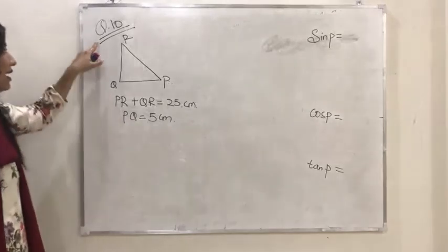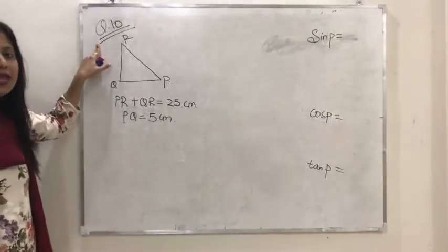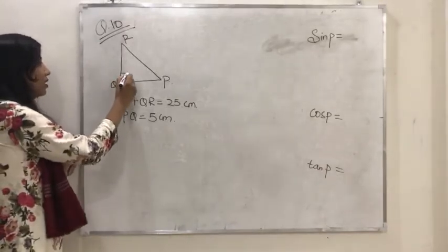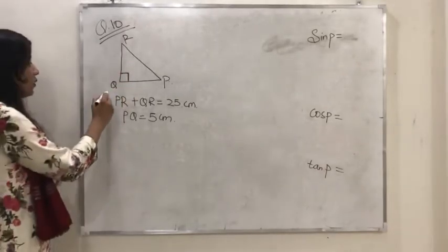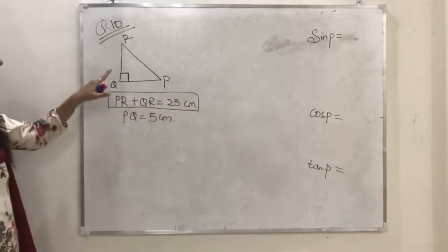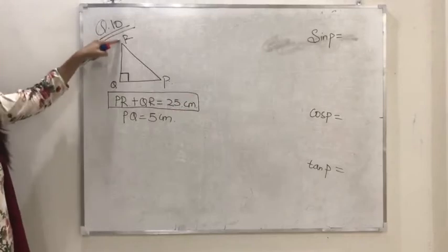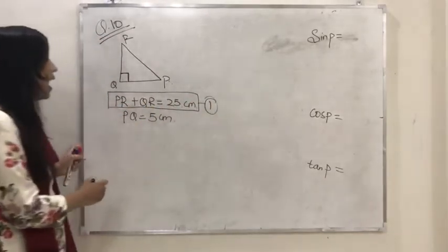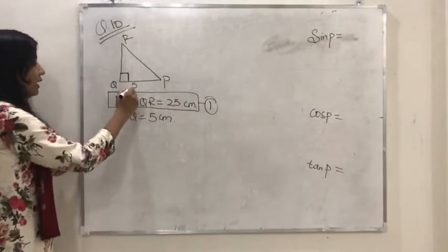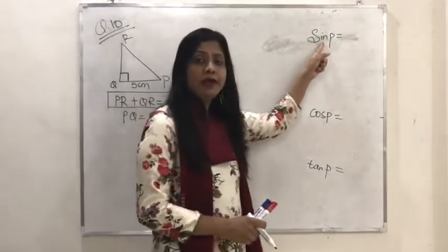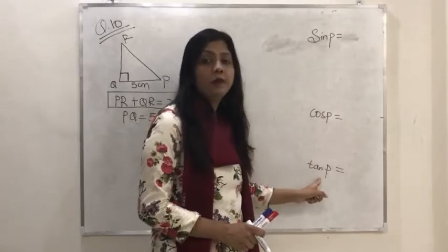So now let's see question number 10. In question number 10, you are having a right angle triangle at Q. The first thing given is the sum of two sides, that is PR and QR, is equal to 25. This is my equation number 1. And PQ is 5 centimeter. I have to find value of sin P, cos P and tan P.